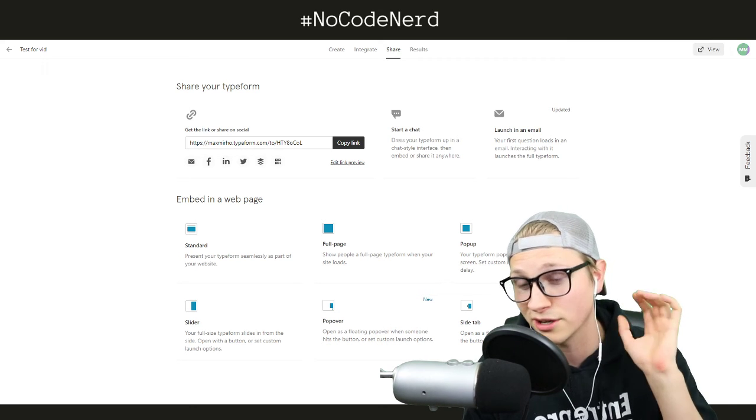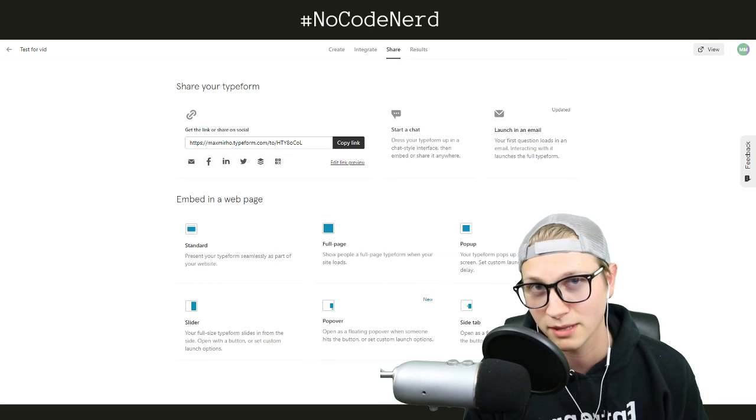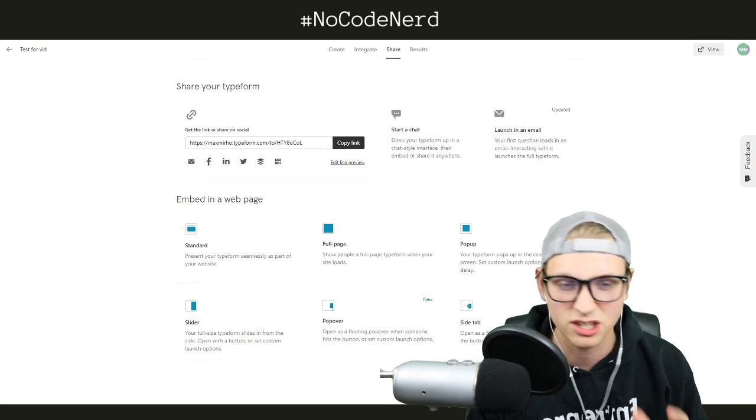If you need to collect information on your site, if you need to just really collect information from anybody, Typeform is probably going to be the best bet if you're looking for the highest conversion and just the smoothest interface.